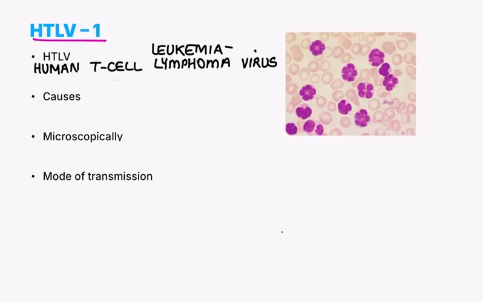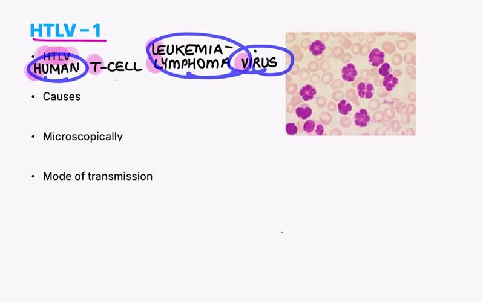Now, what is the HTLV full form? It is human T-cell leukemia lymphoma virus. So I have understood it's going to occur in humans. It is going to be a virus. It is going to cause blood cancers, leukemia lymphomas, and of the variety T cells.